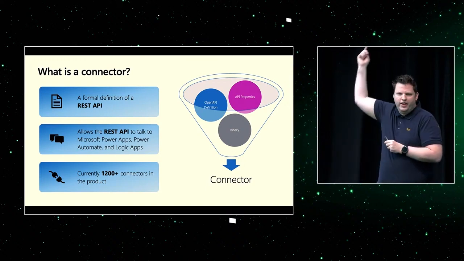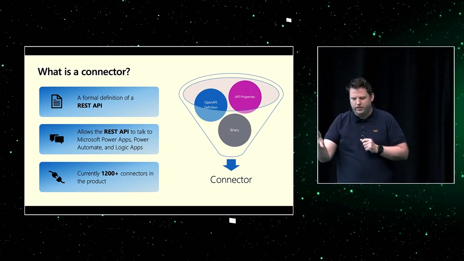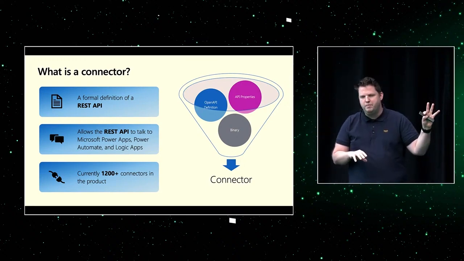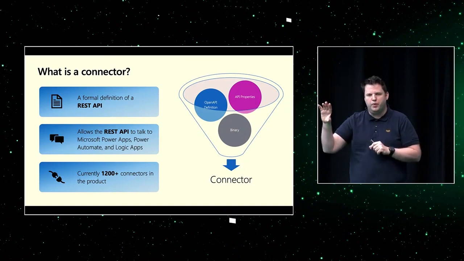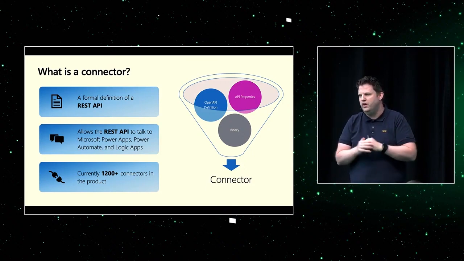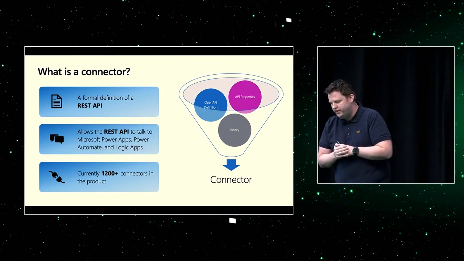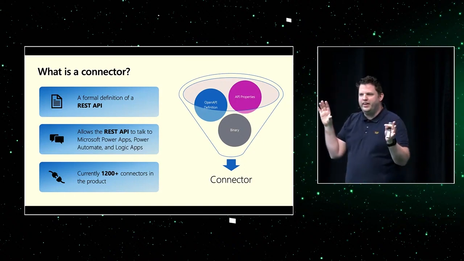And as you can see on the right side, the connector is basically an OpenAPI definition, an API properties file, which gives you a little bit more information about the connector, and the binary file for the icon, and that together is basically a connector.